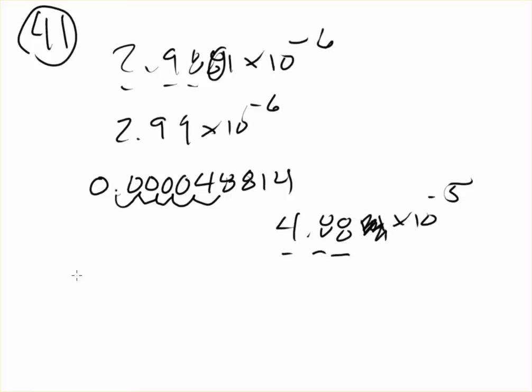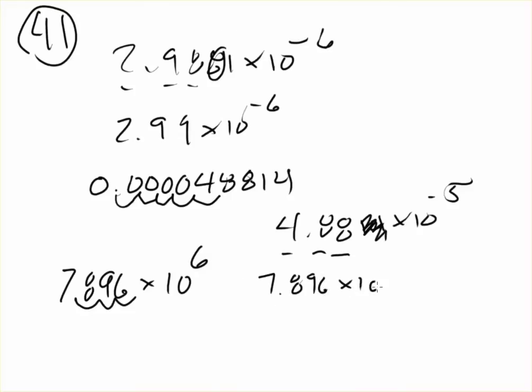For D, we have 7,896 times 10 to the 6th power. Okay, we're going to move 1, 2, 3. So that means it's actually 7.896 times 10 to the 9th power. But on this one, we only need 3 sig figs. So that's going to cause this to round up, which is going to cause this to round up. So we actually have to write it as 7.90 times 10 to the 9th power.